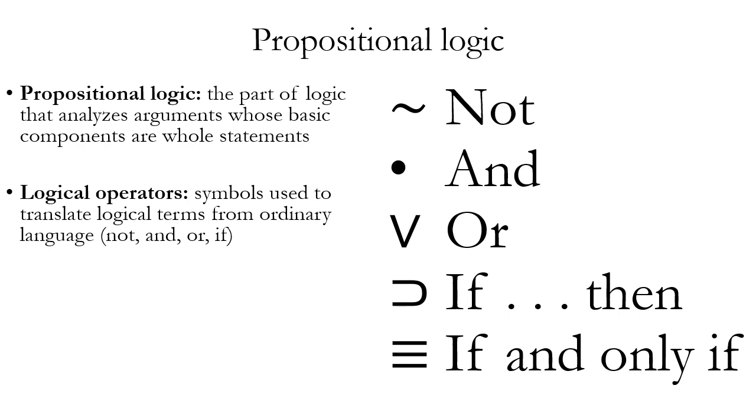The logical operators shown to the right are symbols used to translate logical terms from ordinary language. The ordinary language terms not, and, or, if, and if and only if. So we translate these into the logical symbols. And these logical operators connect whole propositions as opposed to parts of propositions. In this presentation, we'll be looking at each of these operators and their symbols in more detail.